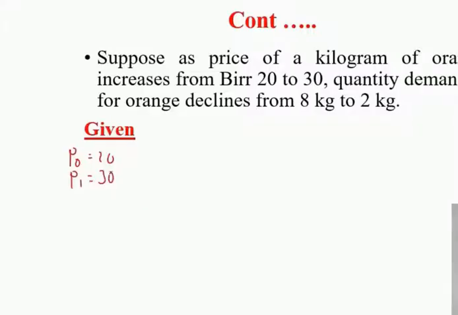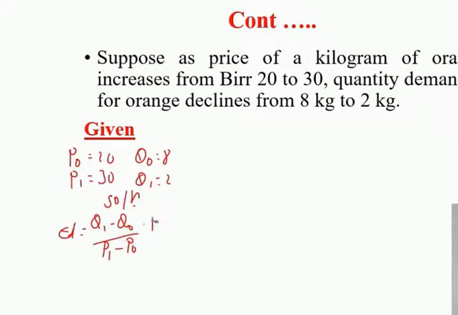As a result, what would happen to the quantity demanded? The quantity demanded declines from 8 kilogram to 2 kilogram. That means the quantity was initially 8 kilogram and finally it declined to 2. Now, when we come to the solution part, the price elasticity of demand is calculated by dividing the change in Q, which is Q final minus Q initial, by the change in P, which is P final minus P initial, multiplied by P final plus P initial, divided by Q final plus Q initial.